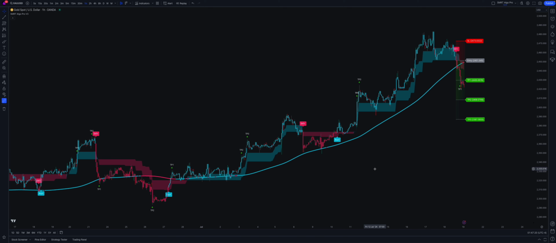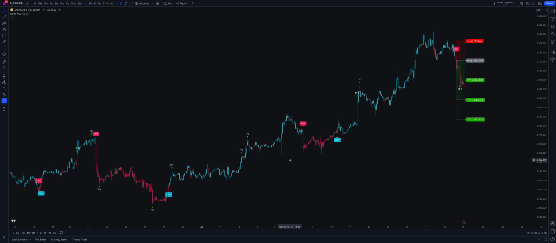So on my chart right now, I have the SMRT Algo Pro V3 on XAU USD, or gold, on the 1 hour time frame, and what you see on the screen right now is all the new features that we've added to the indicator. I've just reset the indicator, so this is exactly what you'll see when you apply the indicator to your chart. Now, the first thing that's changed are the buy and sell signals.